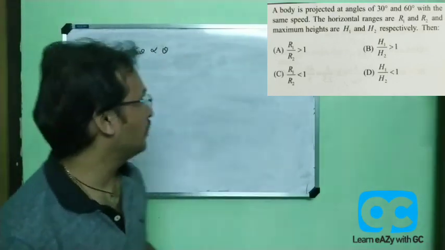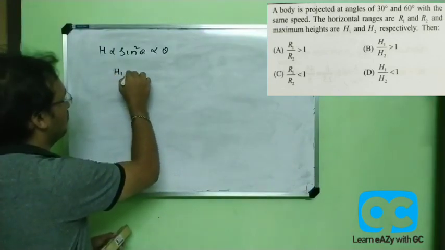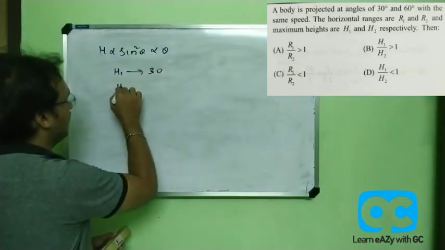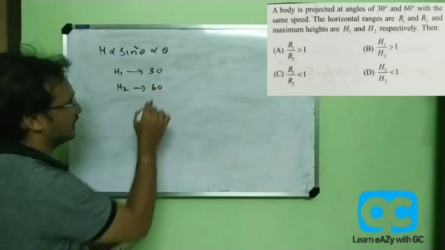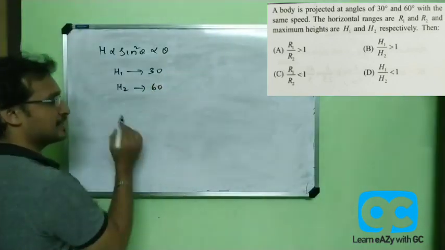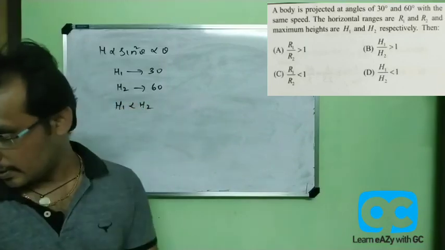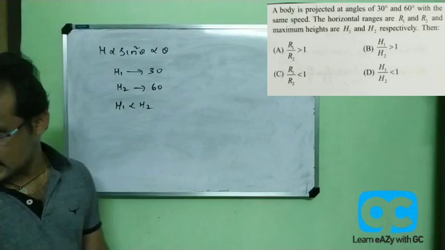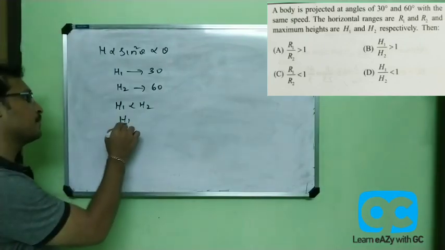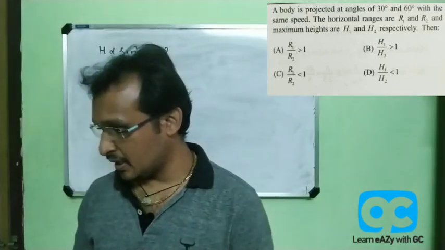Okay, so definitely the first one has height h1 and angle 30, the second one has height h2 and angle 60, respectively. So definitely 30 is less than 60, which means that height h1 will be less than h2, or h1 by h2 will be less than 1. What's the answer? Option B.